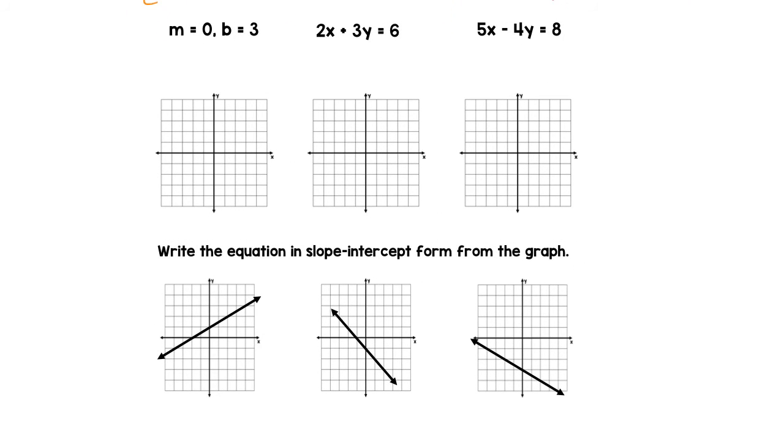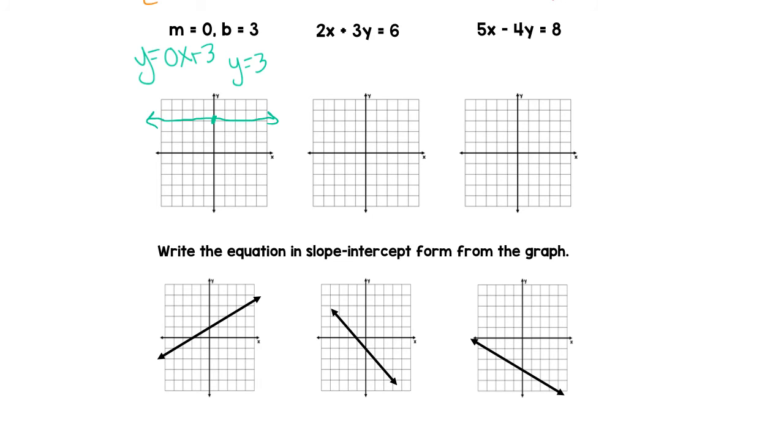These might look familiar from the front side. Y equals 0x plus 3. That is just y equals 3. Remember, no matter what x is, y is always 3 in this case. So we go up to 3 on the y-axis, and it's a horizontal line.